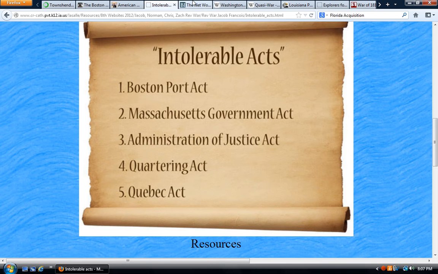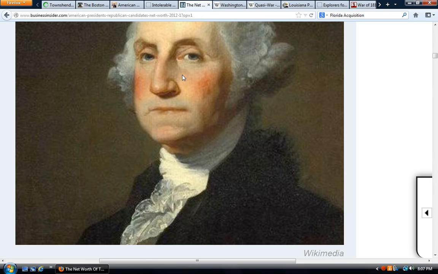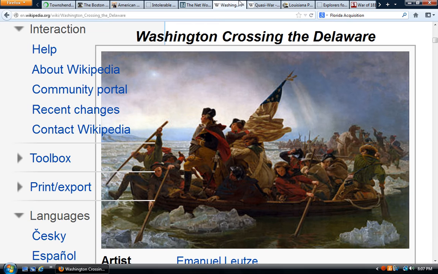Then we arrive at George Washington, who was a very important general for the Americans and helped them win some battles and win their independence. And here we have Washington crossing the Delaware.